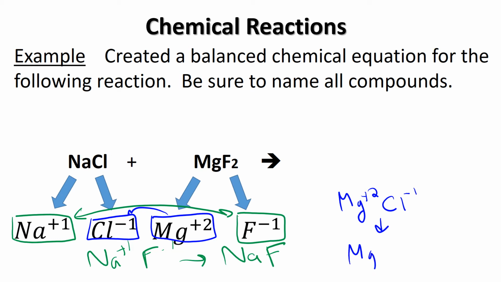So if we want to know how many magnesiums we're going to make, we'll look to the number with chlorine. It comes down and tells us that there is 1 of them. And if we want to know how many chlorines we're going to get for this one, we need to look at the number with the magnesium, which is 2, and it comes down here. So those are our two formulas, NaF and MgCl2.